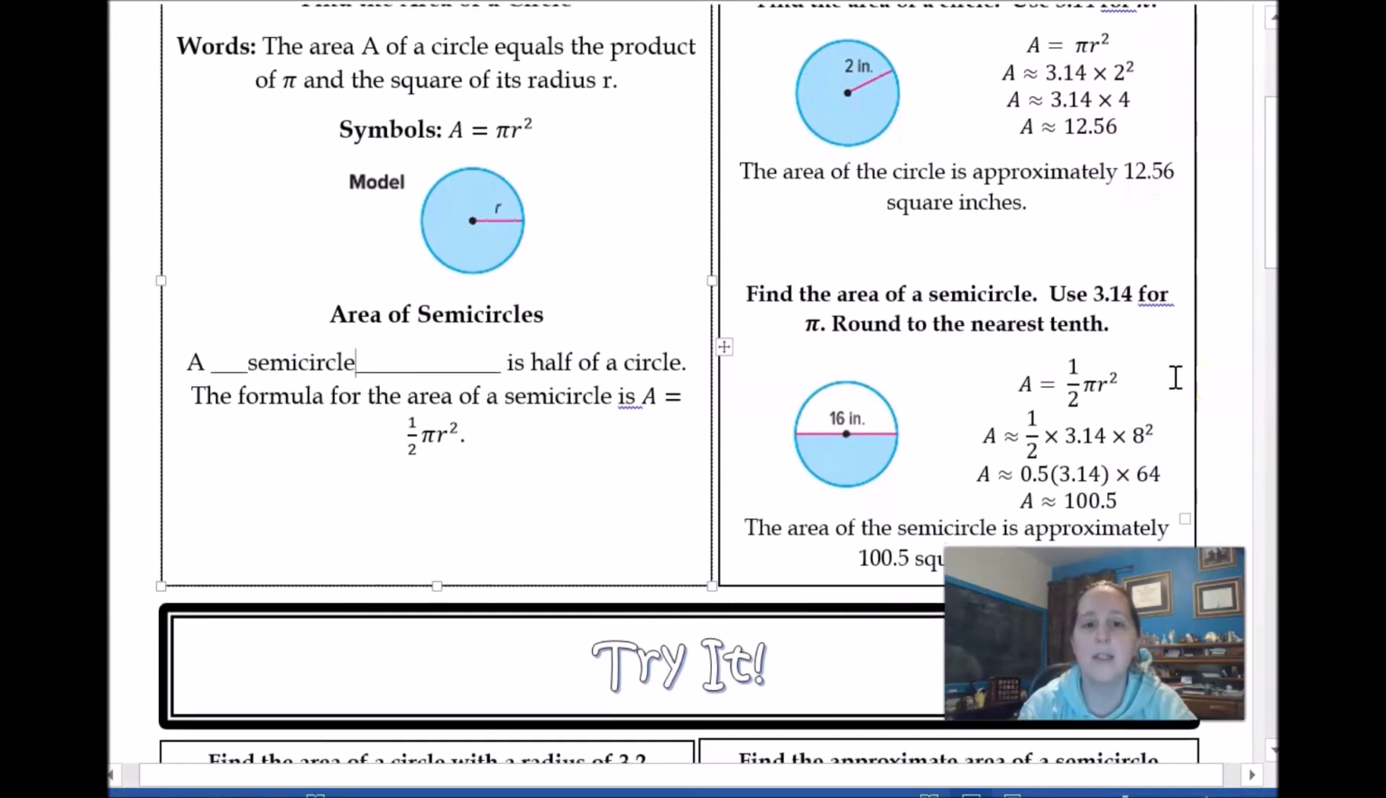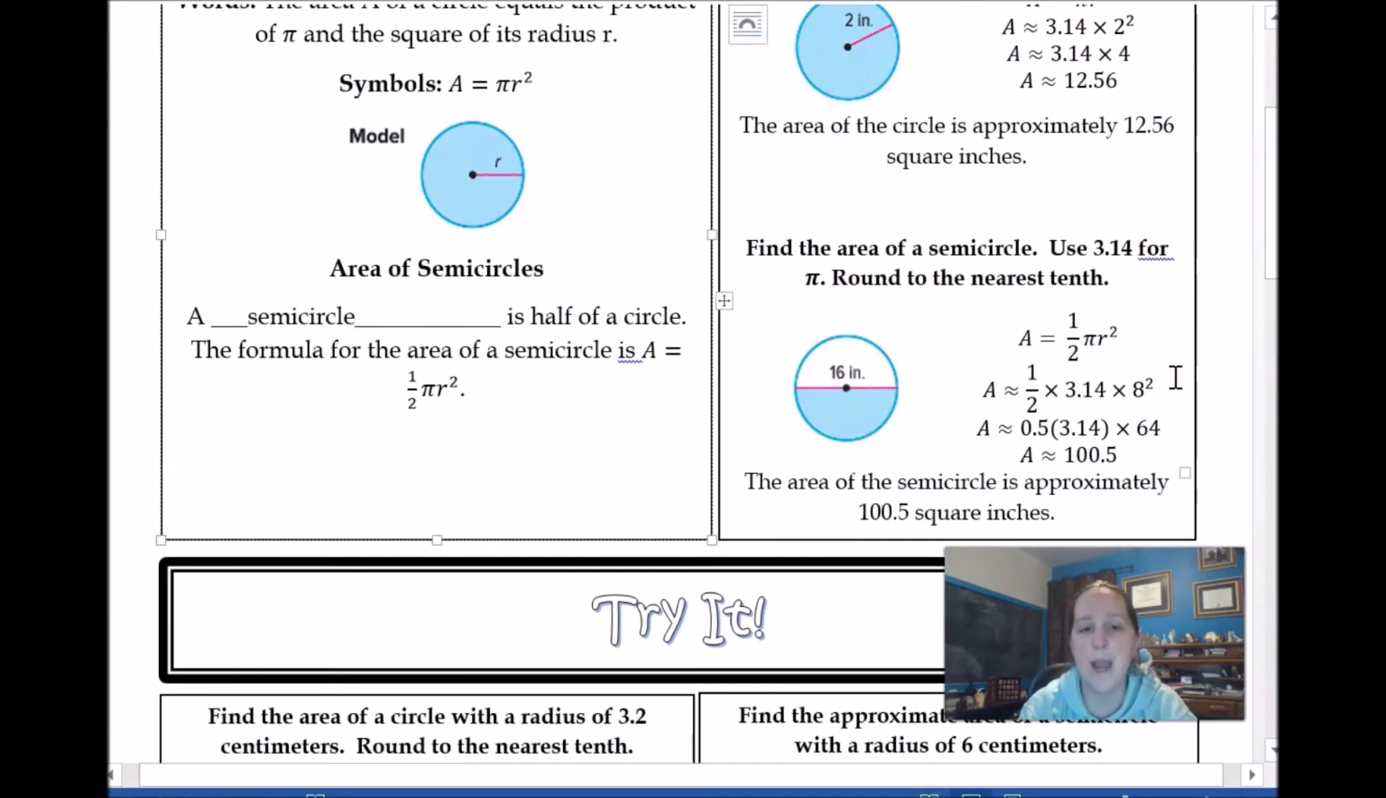Okay? The second problem says find the area of a semicircle. You can see that there is a full circle here, but only half of it is shaded. We're finding the semicircle, so the bottom half of that. Again, use 3.14 for pi and round to the nearest tenth. The area of a semicircle is 1/2 pi times the radius squared.